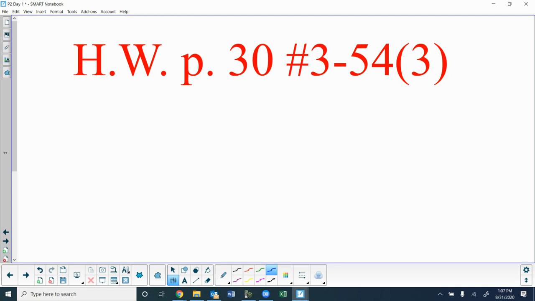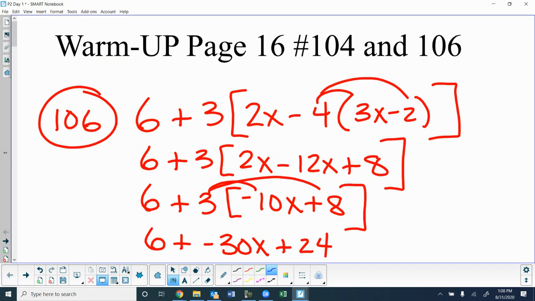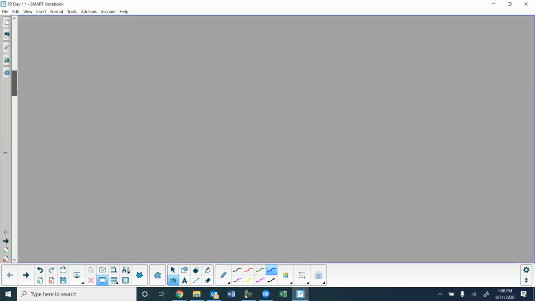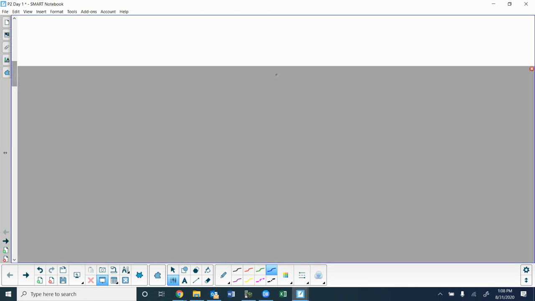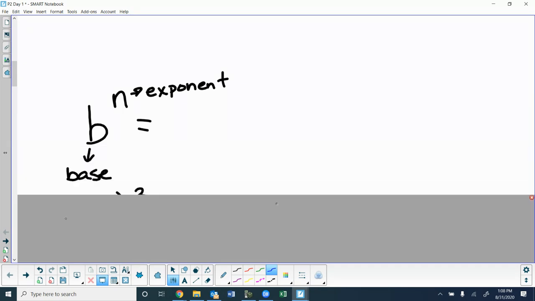We're going to talk about properties of exponents today. So, oh, I'm on the wrong page. It's here. Never mind. There we go. So, b to the nth power. B represents the base, n represents the exponent. The n tells us how many times to multiply the b by itself, right?